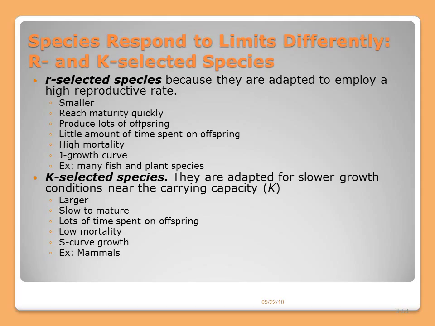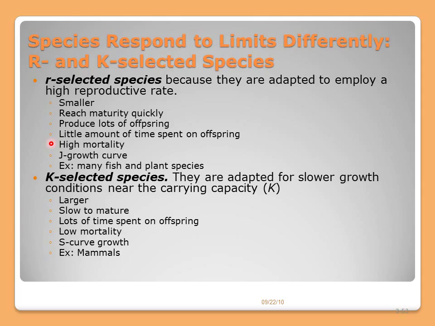Up at the top here, we have what they call R-selected species, and these are species that tend to reproduce very quickly. An example of this would be fish or a lot of plant species, and what you see in these species is they tend to be small, reach maturity very quickly, and produce lots and lots of offspring at one time, like fish producing thousands of eggs, plant species producing thousands or hundreds of thousands of seeds. And they tend to spend very little time on their offspring. So they might just lay their eggs and leave them, or maybe make sure that they protect the eggs, but then be gone once the eggs hatch.